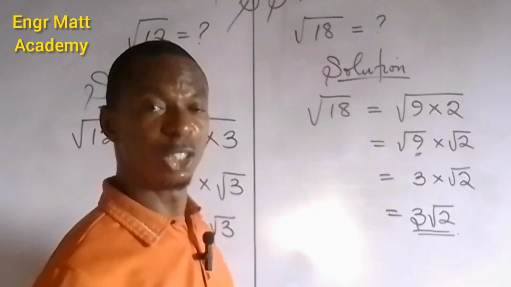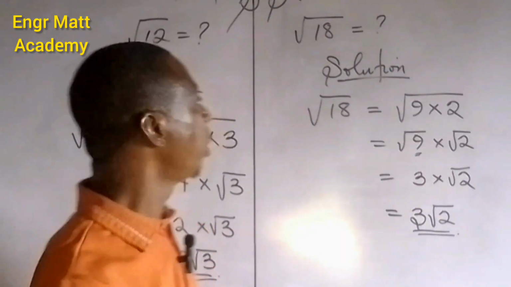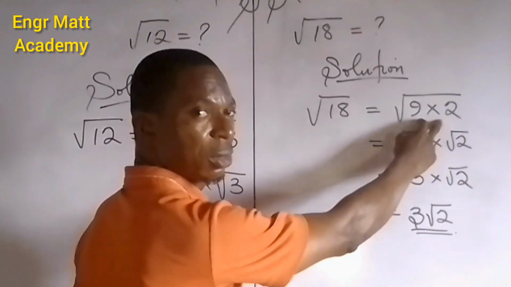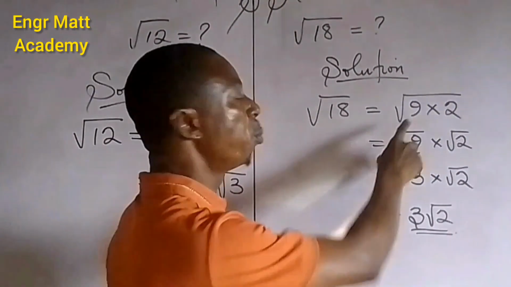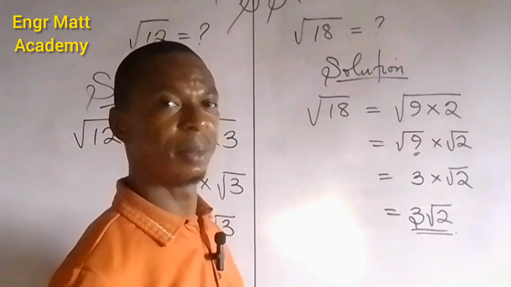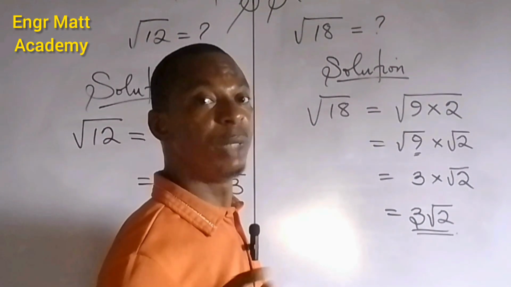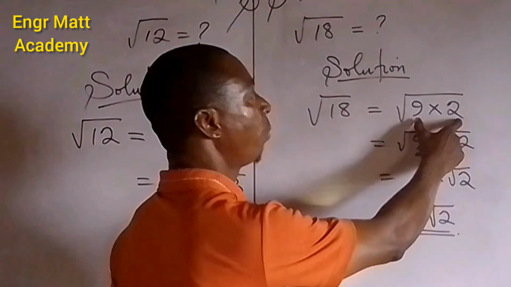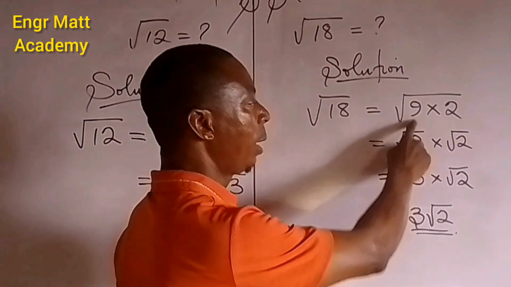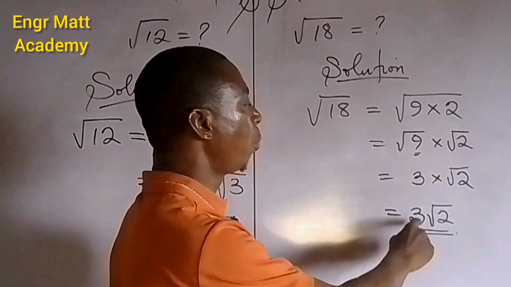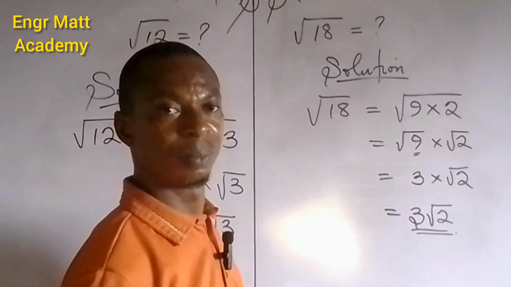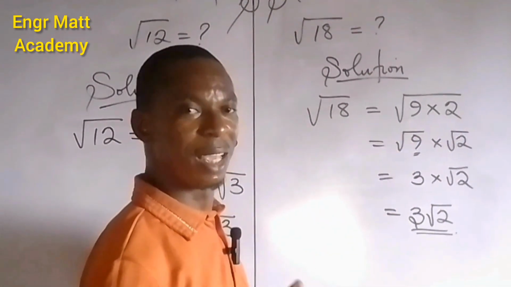Simplified. At this point, bear in mind that when breaking down a surd into two of its factors, one of the factors must be a perfect square. Otherwise, you won't be able to simplify the surd. But if one of the factors is a perfect square like this, then we can simplify that to get the final solution. Let's take one more, this time a bigger number.